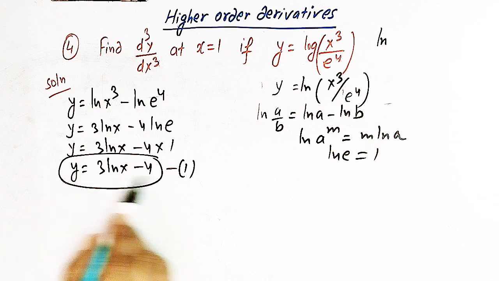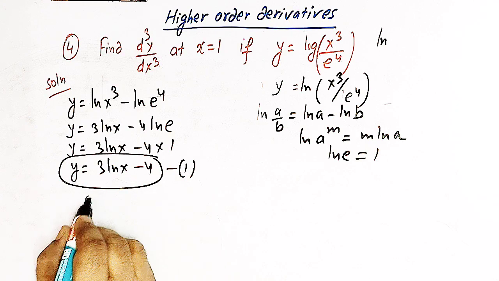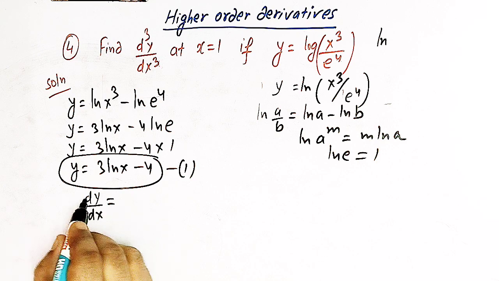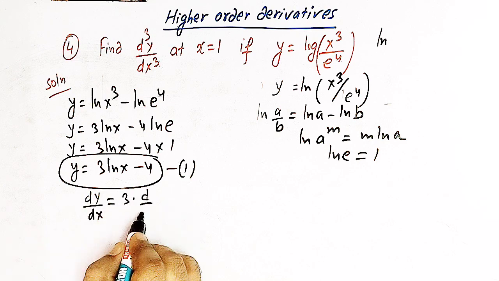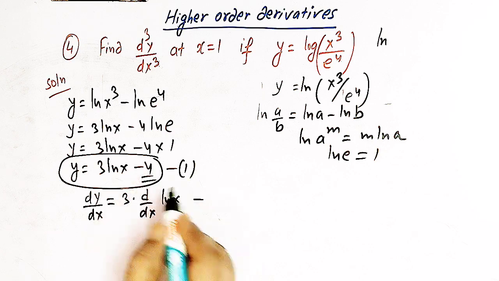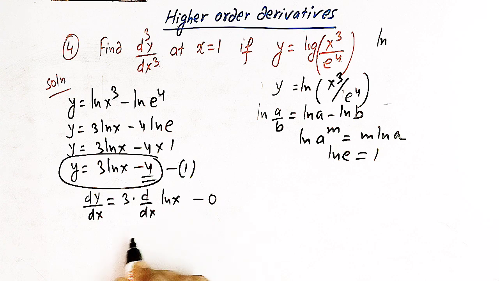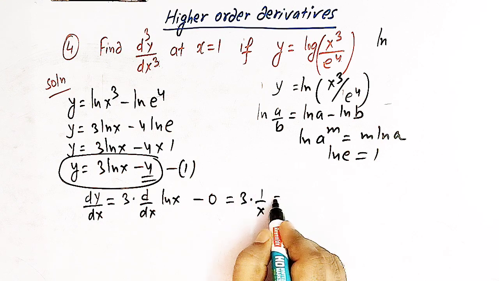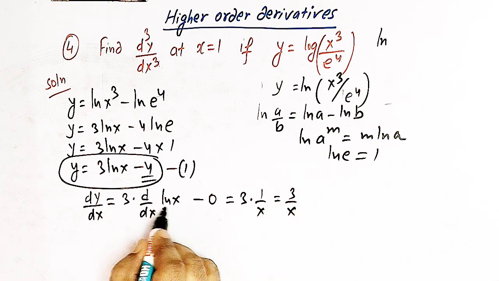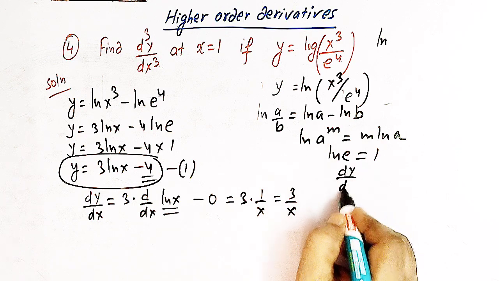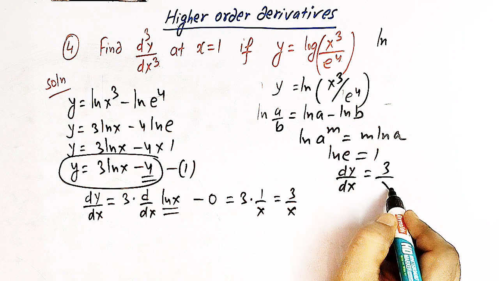So now differentiating both sides with respect to x, we have dy over dx is equal to 3 times the derivative of log x, and the derivative of 4 being a constant is 0. So we have 3 times 1 over x, that is 3 over x. The derivative of log x with respect to x is 1 over x. So the first derivative is equal to 3 over x.